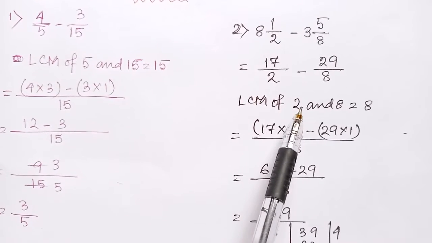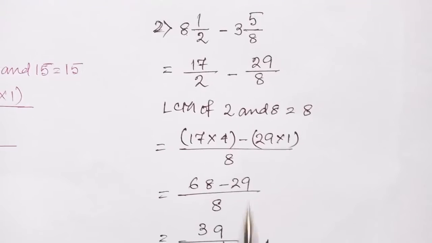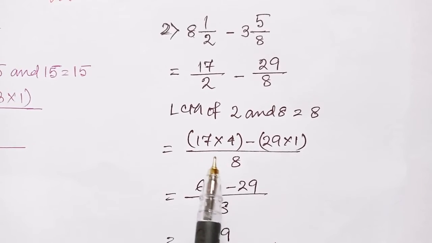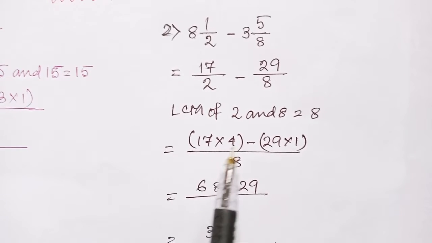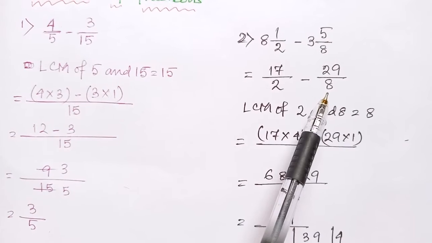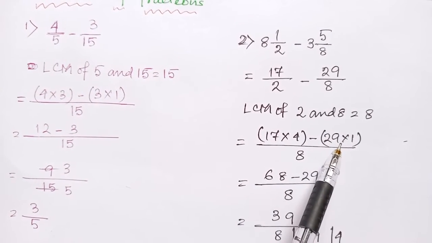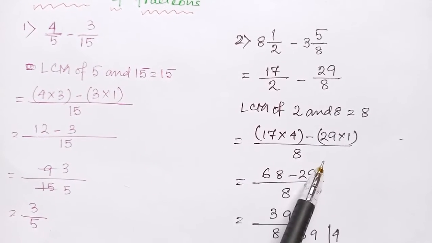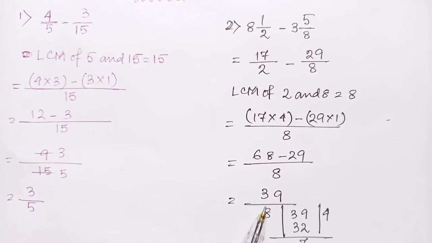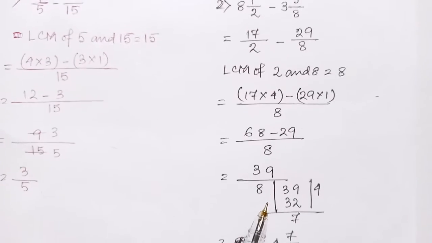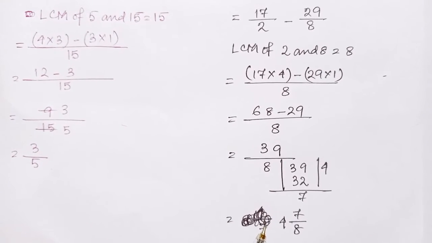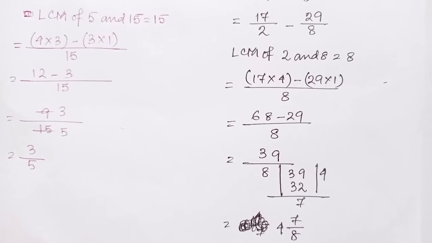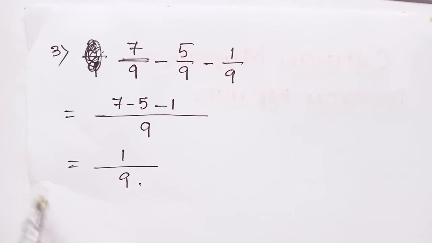So the LCM of the denominators 2 and 8 is 8. 2 is multiplied with 4 to get 8 as the denominator, so 17 is also multiplied with 4. Minus, 8 is multiplied with 1, so 29 is also multiplied with 1. So 17 into 4, that is 68, minus 29 divided by 8 is 39 by 8, which is an improper fraction, so we change it into a mixed fraction, that is 4 and 7 by 8.